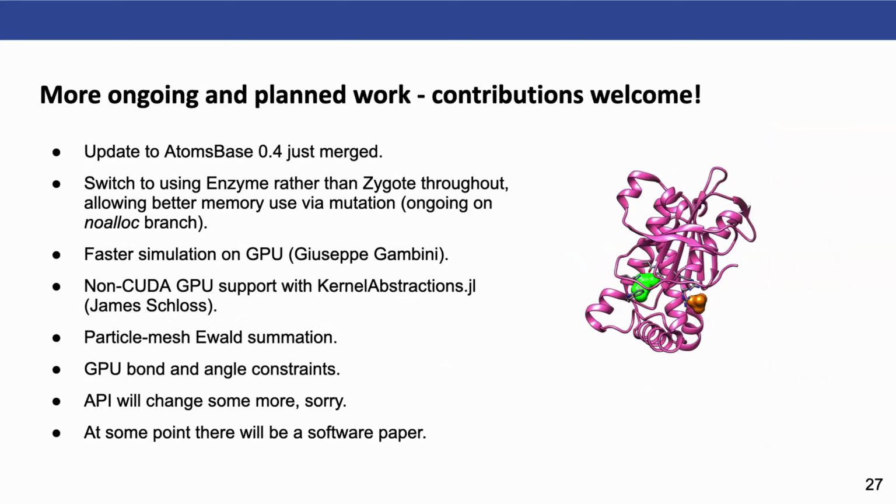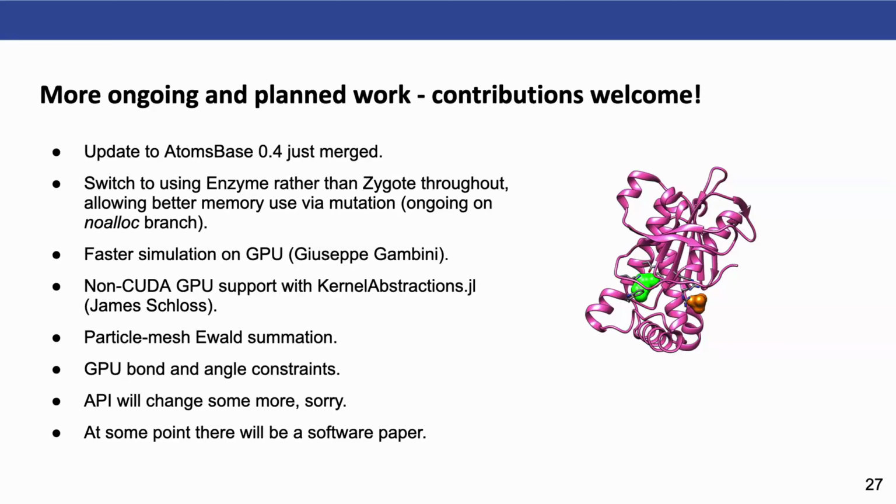So there's ongoing work in Molly across the board. We just updated to AtomsBase 0.4, so that's in the latest release which came out last week. And I mentioned the switch from Zygote to Enzyme. The reason we did that was basically because Zygote doesn't allow you to do mutation, and if you want to write fast code, you have to use mutation. And so Enzyme is more compatible with faster code. You can check that on the no-alloc branch if you want.